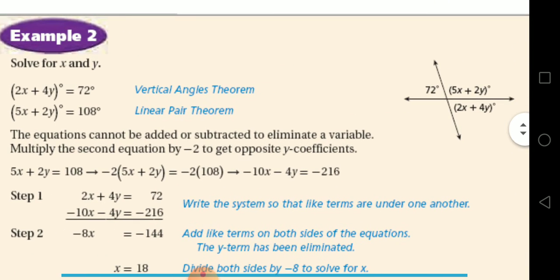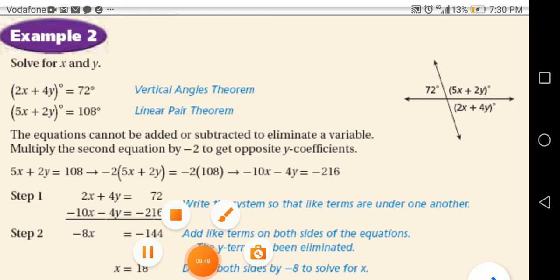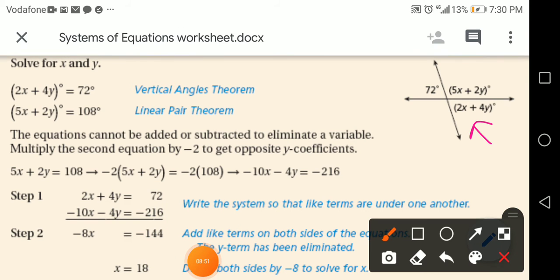So let's complete here, guys. I have this one, 2x plus 4y, and I also have 5x plus 2y. Can you see this one? They form what, guys? They form linear pairs. Remember, the sum of the angles of a linear pair is 180 degrees. So let's solve for this, guys.